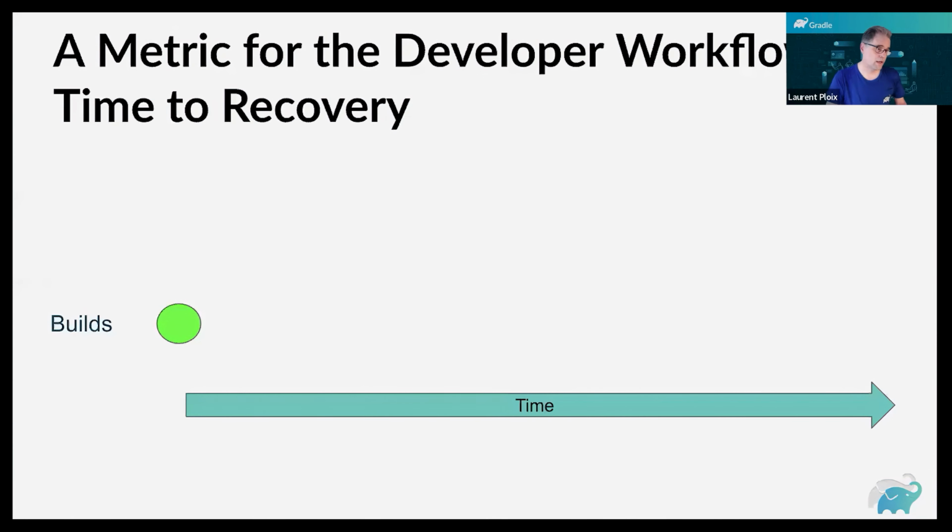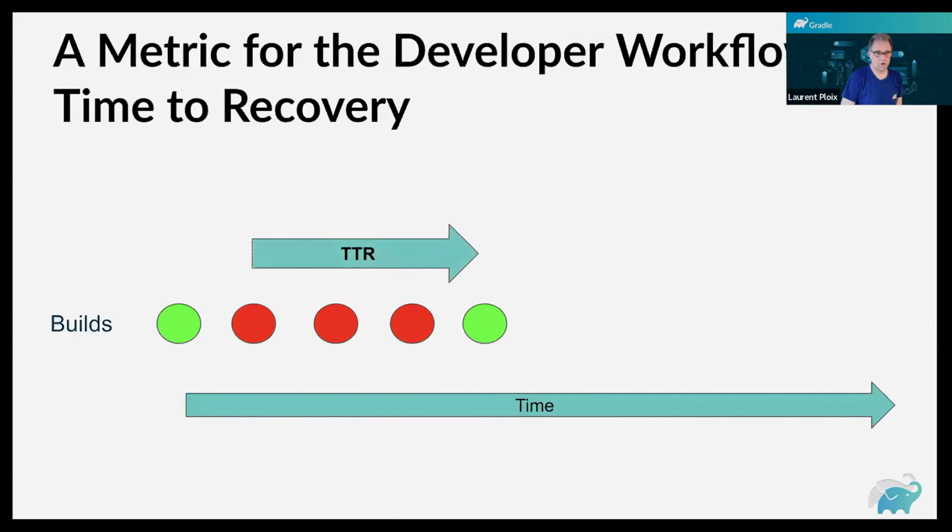So I'm a developer again. I just took the code from the main branch and then I run it. It works. And I make a small change and then I get into a red build. Something fails. Either it doesn't compile or some test fails. And it's going to take me a few iterations before I get back to green. This is time to recovery.